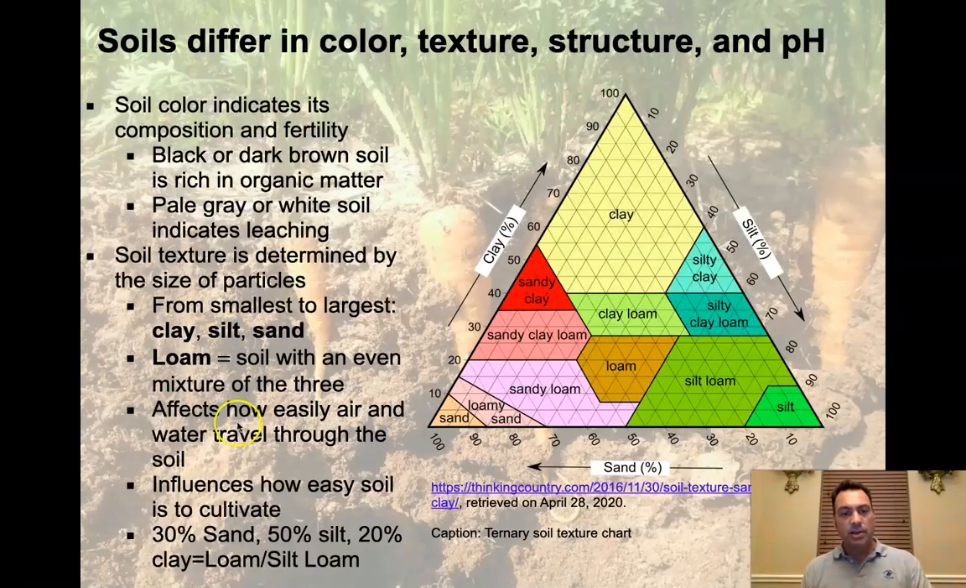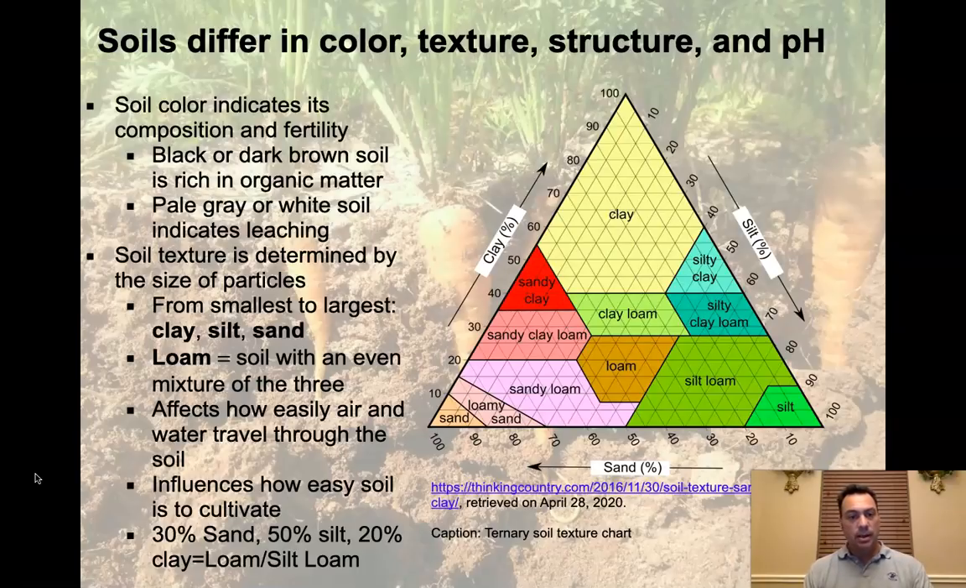Of course, it also affects how easily air and water travel through the soil. If you have a large amount of clay, water and air get through it very slowly. It's very difficult for these components to get through the soil. If it has too much sand, it has difficulty holding water, but the water will go through it very easily. How that happens is pretty complicated, and it can have an effect on the kinds of plants that you can grow in that kind of soil.